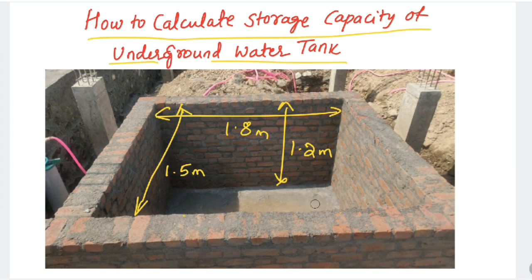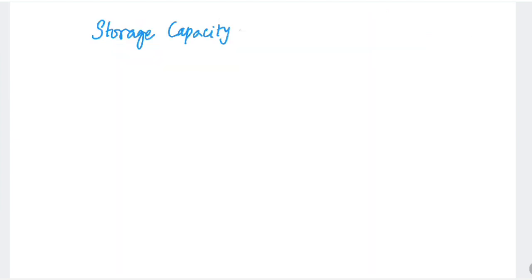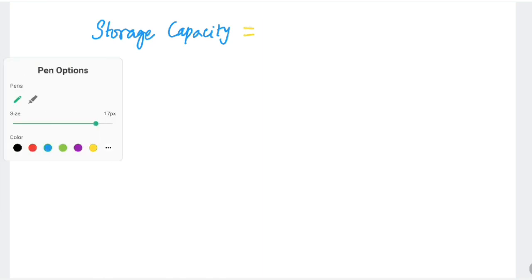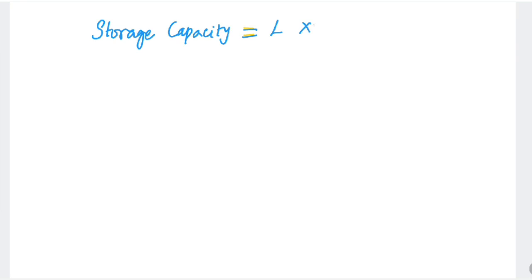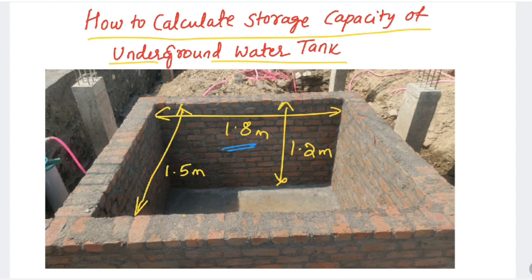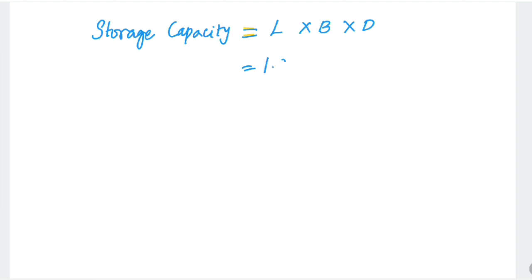So here we will be calculating the capacity of this tank. It is nothing but how much water you can store in this tank. That we will calculate here. Length into breadth into depth will be multiplied here. The length is 1.8 meter, breadth is 1.5 meter and depth is 1.2 meter. I will multiply these to calculate the volume of this tank, that is the storage capacity of this tank.